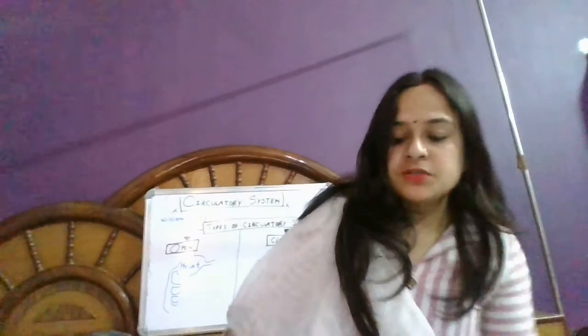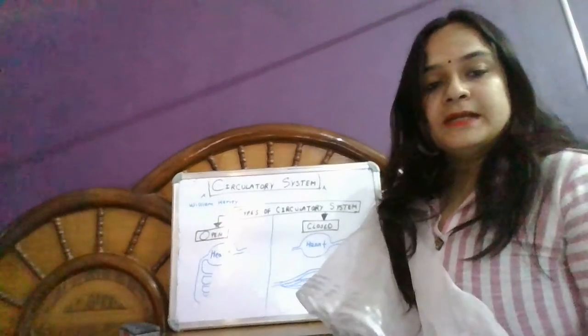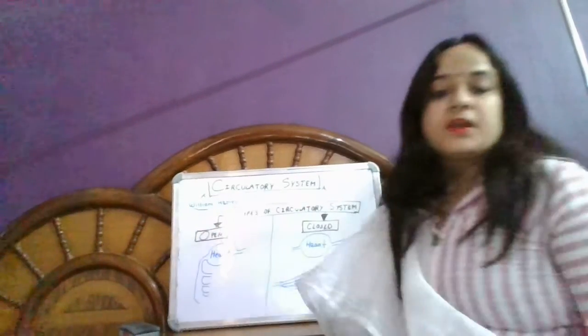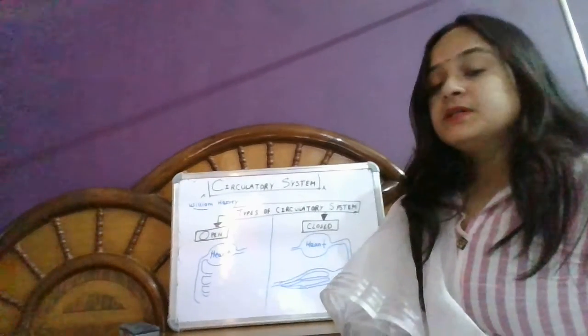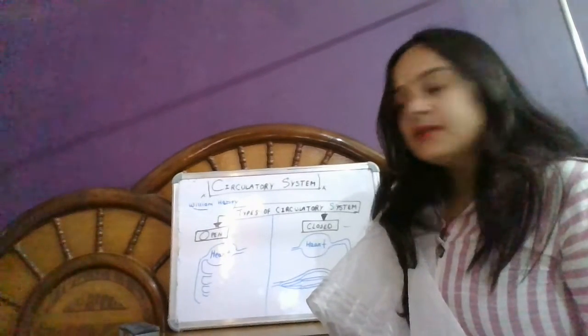The circulatory system is responsible for transportation of body fluids from one part of the body to another, or you can say from the heart to other organs of the body. The circulatory system was discovered by William Harvey. It is of two types: open circulatory system and closed circulatory system.